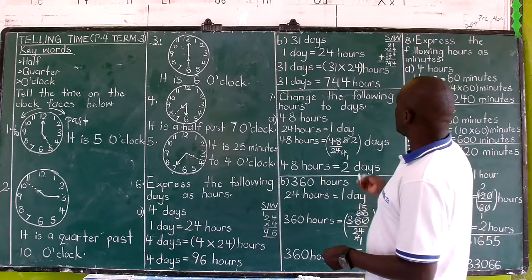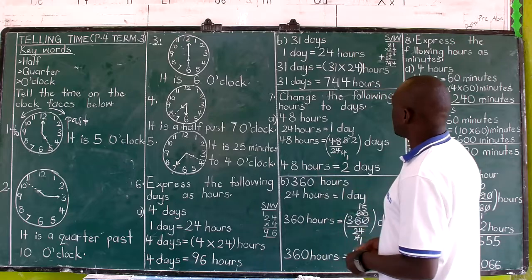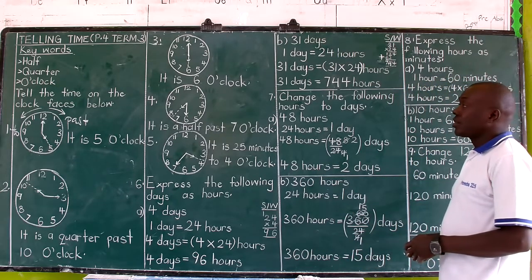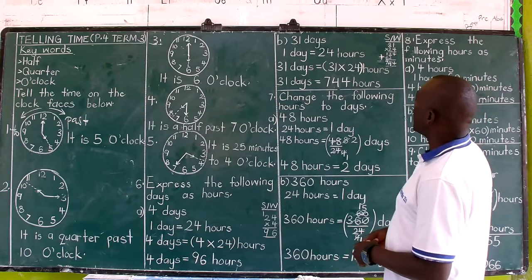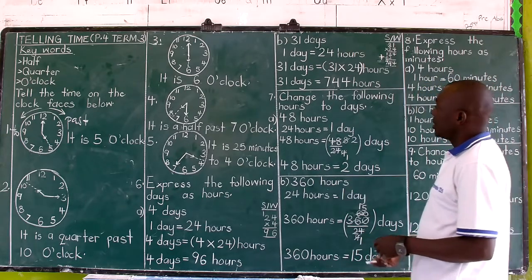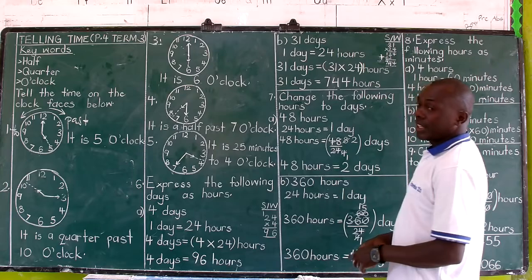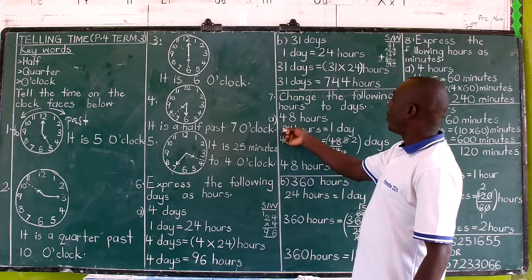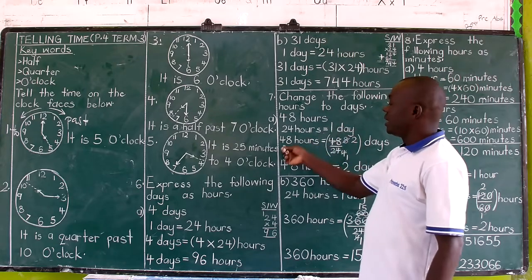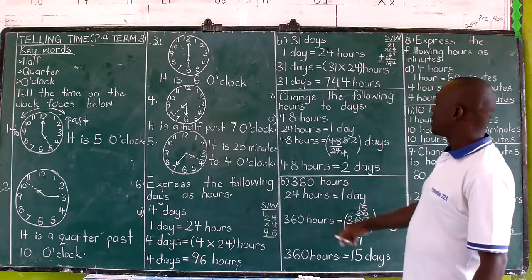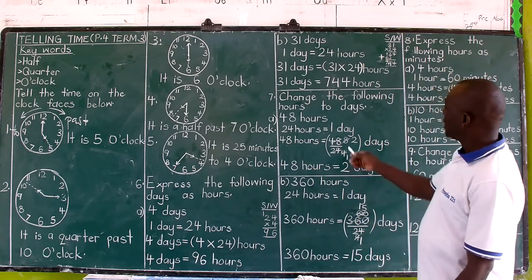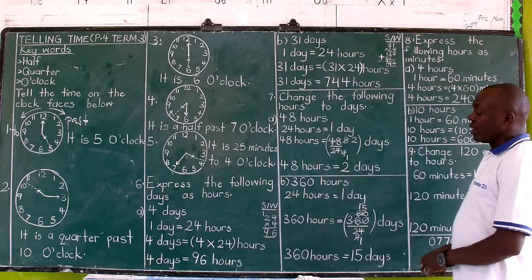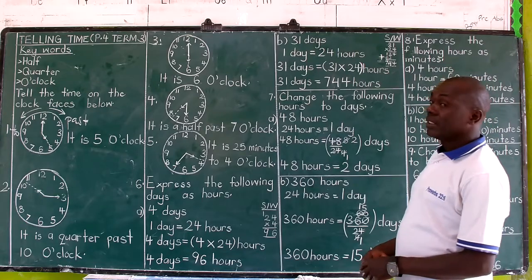We are going to change each of the following hours to days now. We have converted days to hours in number 6 now. In number 7, hours to days. Like part A, convert 48 hours to days. You say this time 24 hours are equal to 1 day. What about 48 hours? You are then going to divide 48 by 24. 48 divided by 24. Then start your division.